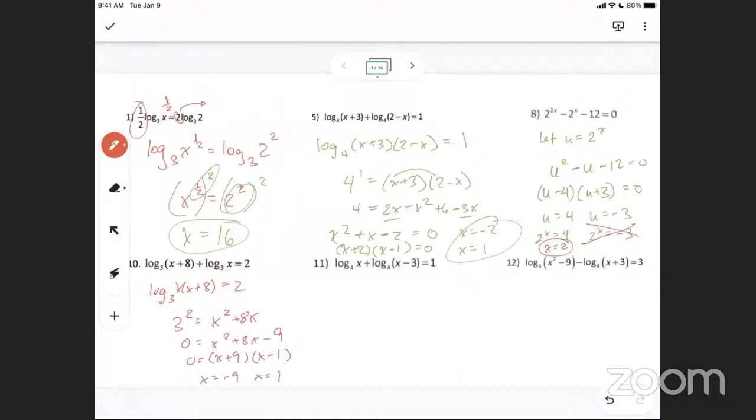Now let's check this because we might have an extraneous solution here. Can I plug in negative 9 here for x? Are you allowed to take the logarithm of a negative number? No. It's not part of the domain. So the only answer here is 1.